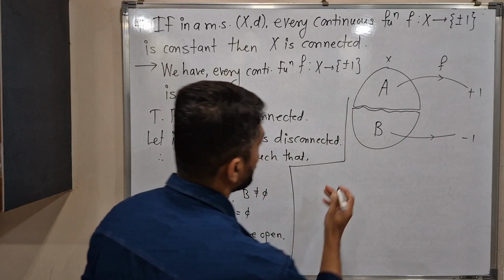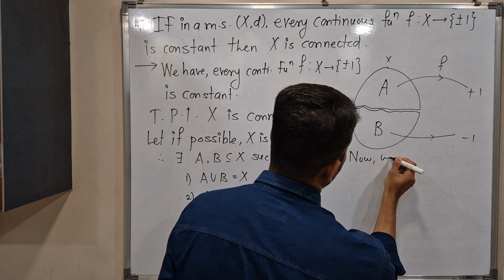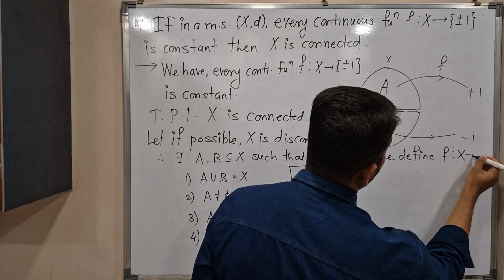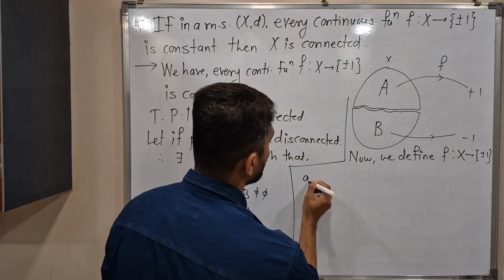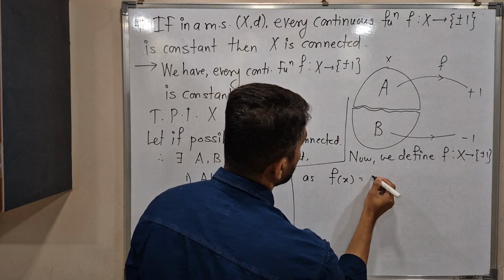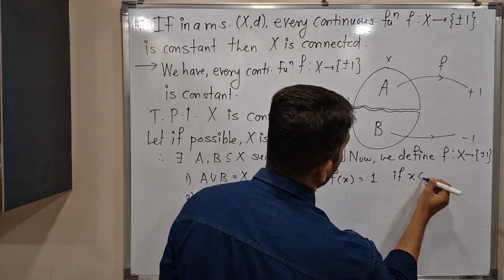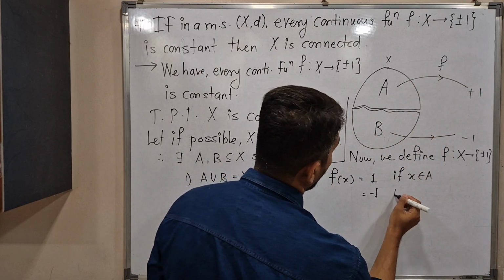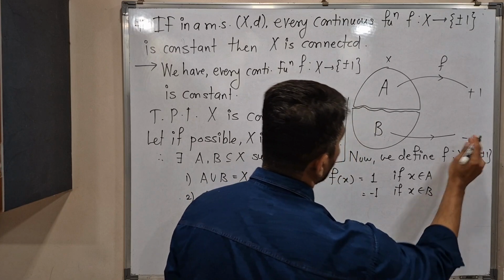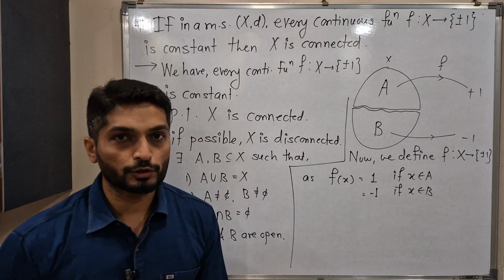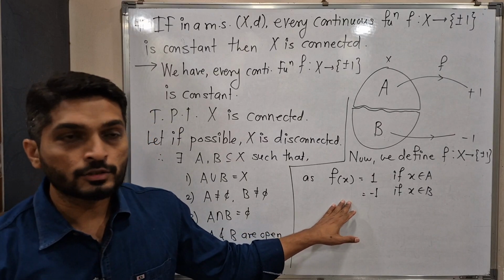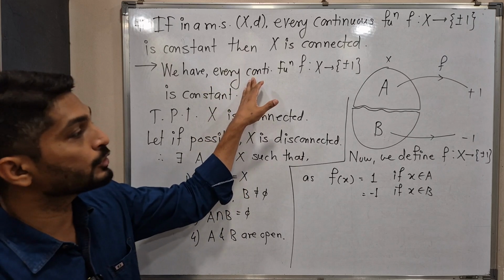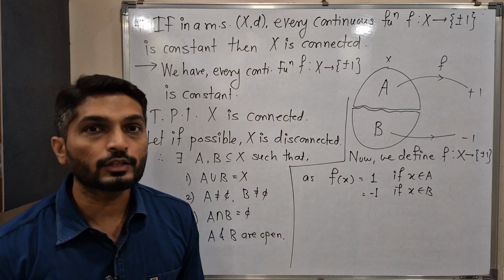So now we define a function from X to plus minus 1 as follows: f of x is equal to 1 if x belongs to A. If you have any point of A, it will go to 1, and if you have any point of B, it will go to minus 1. So now I have a function. My target is to check whether it satisfies this condition or not. What we want is a continuous function, so my target is to prove that this is a continuous function.